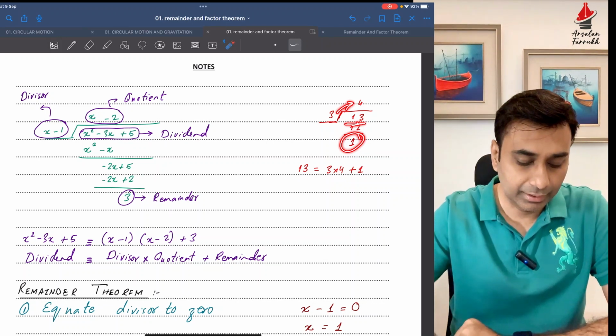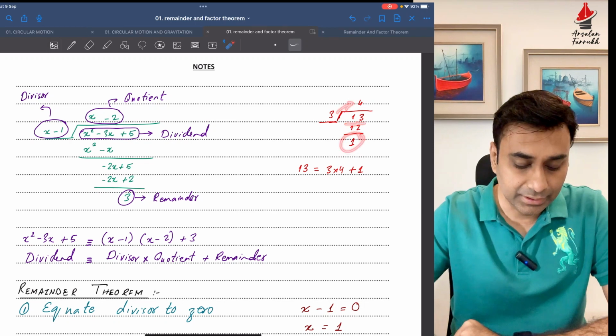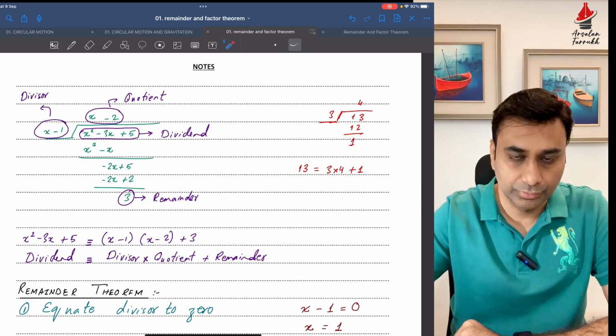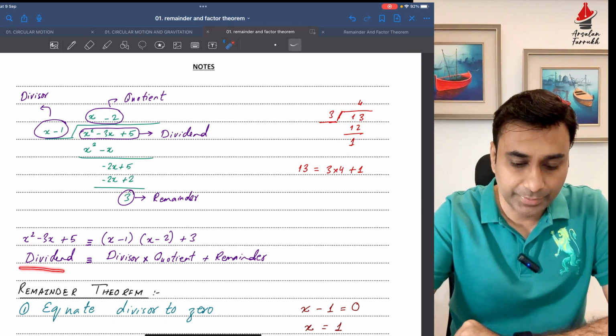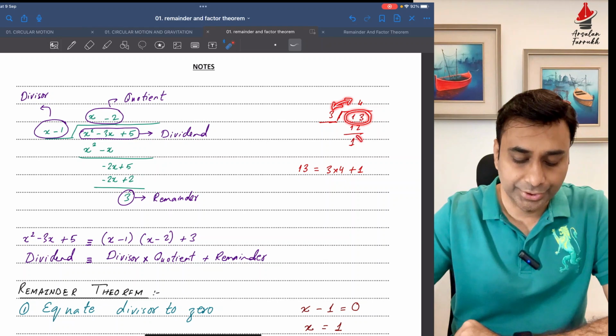So that means that the dividend would always be equal to divisor into quotient plus remainder. So that gets you an equation connecting dividend, divisor, quotient and remainder.